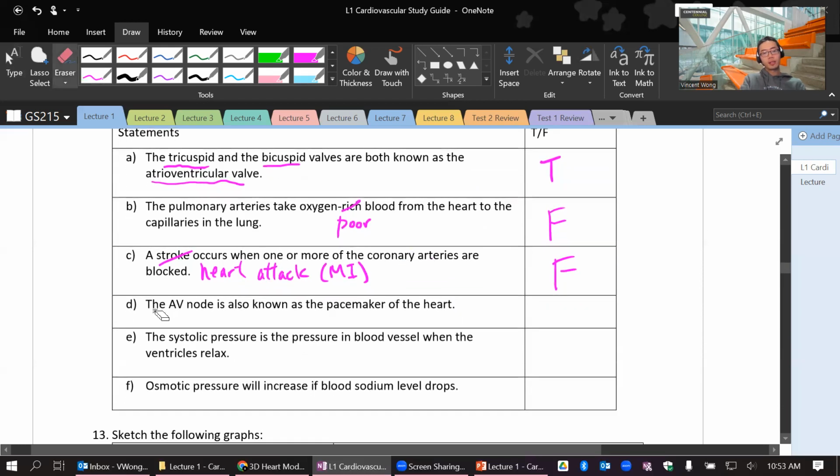What about the next one? The AV node is also known as the pacemaker of the heart. True or false? Let me know.